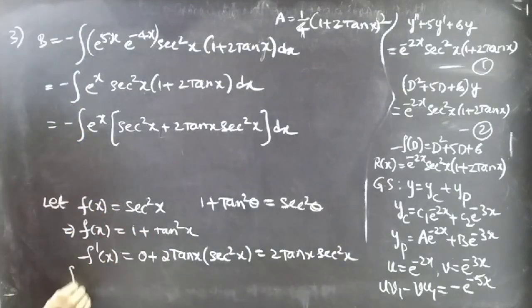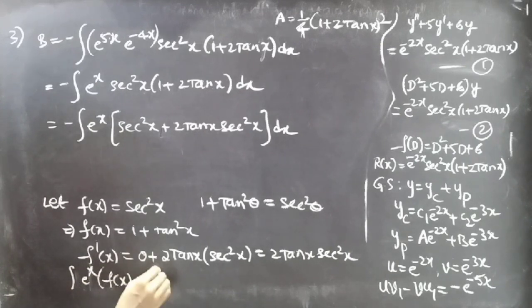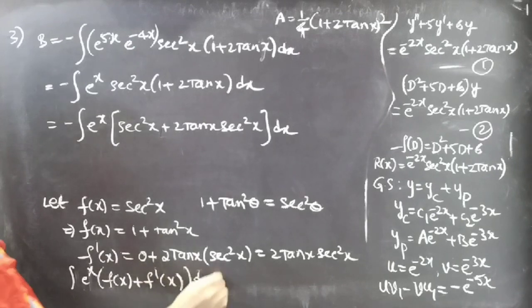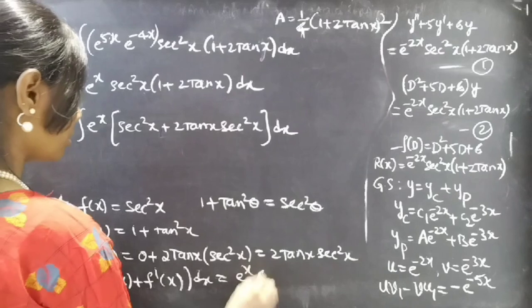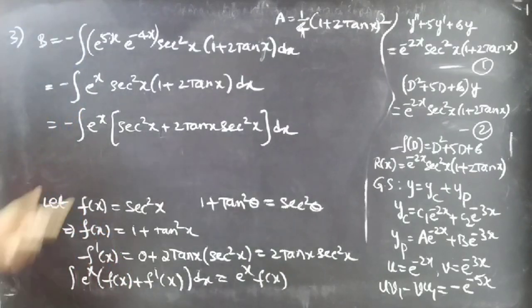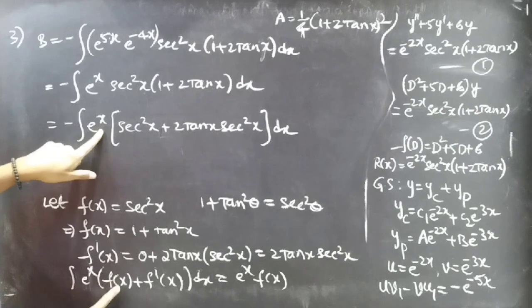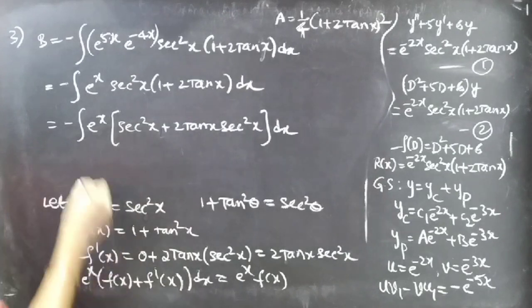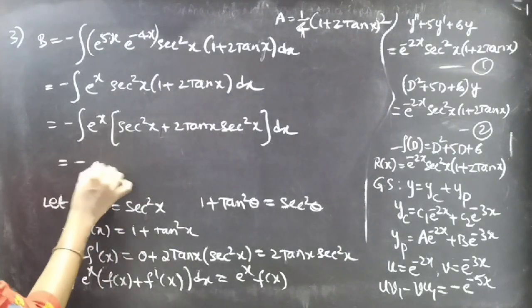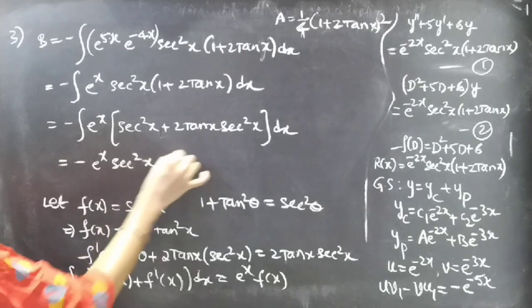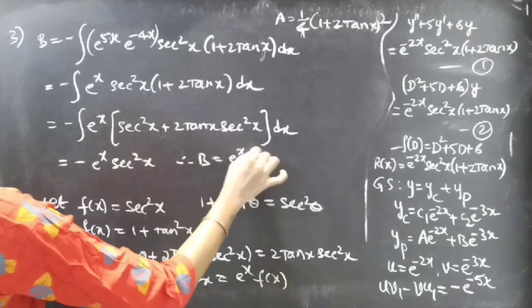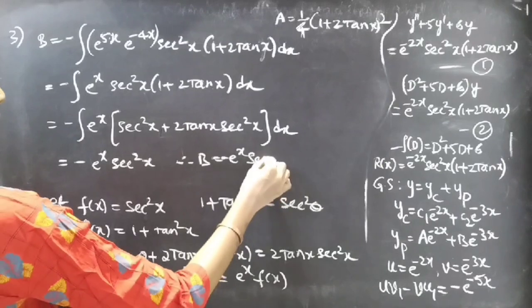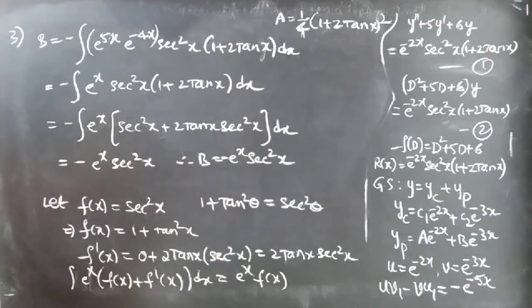And we know that integral e power x into f of x plus f dash of x into dx equals e power x f of x, right? See, the integrand is of the form e power x into f of x plus f dash of x, right? So we can apply the formula, then we'll get minus e power x into f of x, that is secant square x. Therefore b equal to minus e power x secant square x, right?